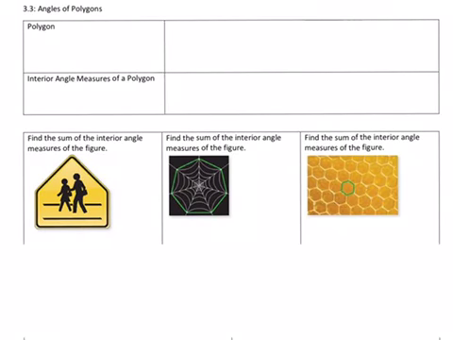Today we're going to talk about angles of polygons. We're talking about both the interior and exterior angles that are included with these types of polygons. But first, we should probably review what a polygon actually is.